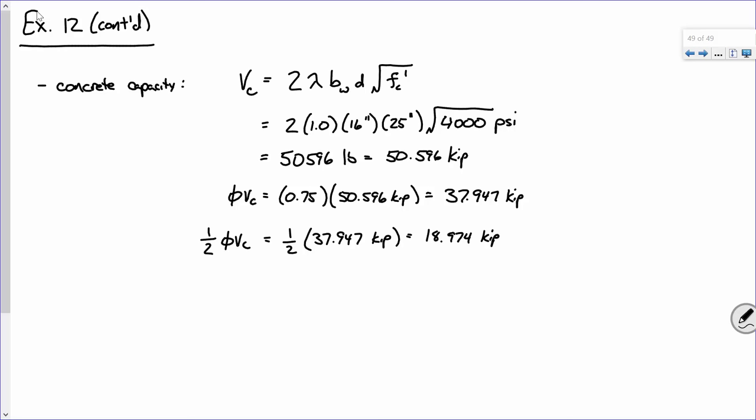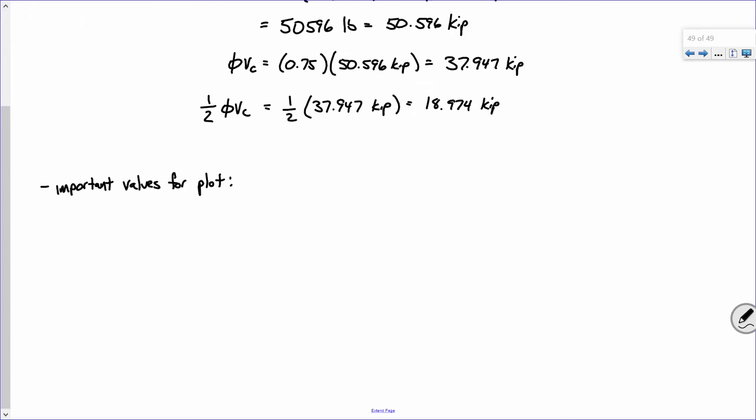Now, the final thing I'm going to do is compute what I'll call important values for plot. What's our equation for shear? It's like 115 minus 11.5 times x, right? We got that, right? So the first thing I'm going to compute is VU star.